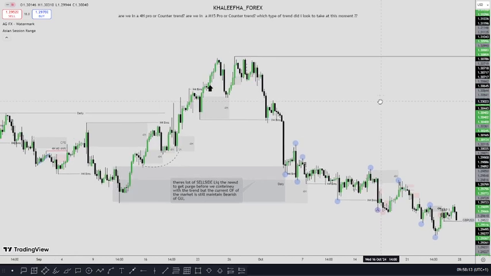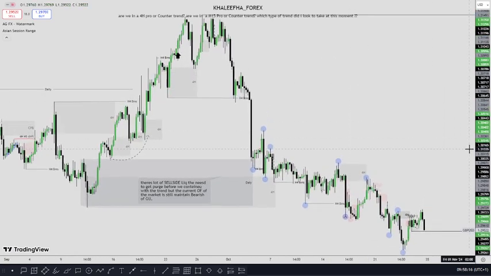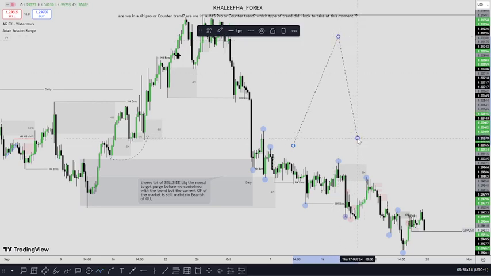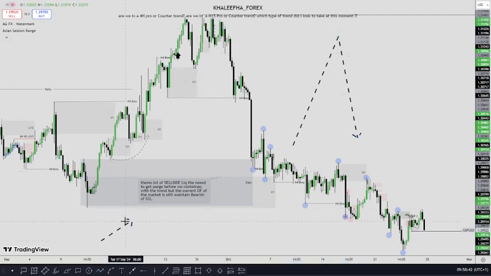In order for us to see a pullback into the daily demand, we have to see a structural market shift form on the 4H time frame. For example, if the daily time frame looks like this, we have to see the 4-hour time frame.